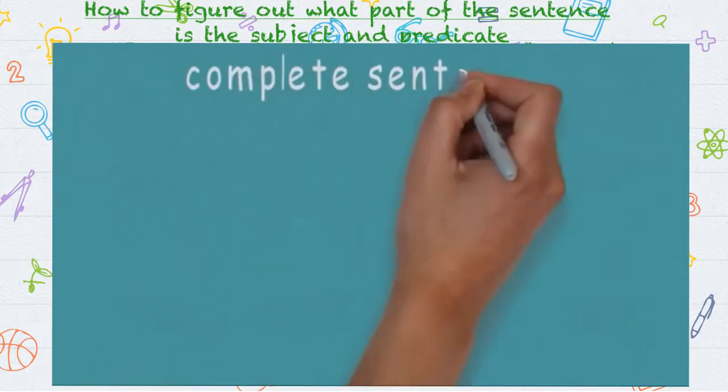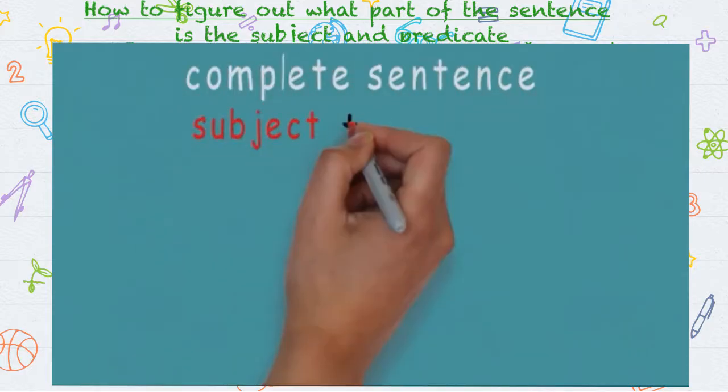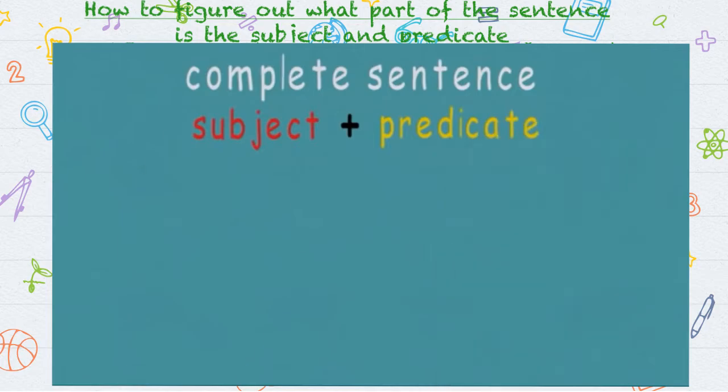So now you know a complete sentence has two parts, a subject and a predicate.